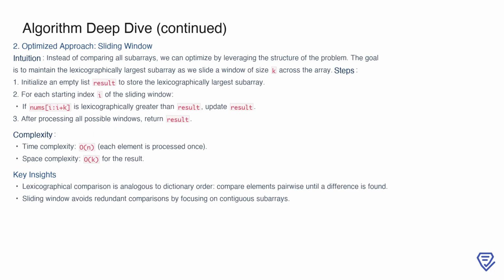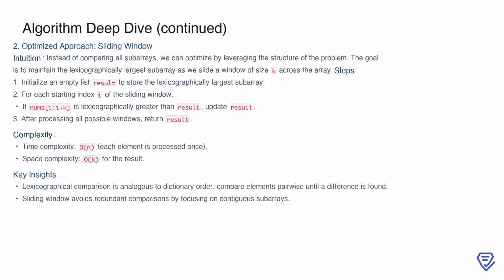To address the inefficiency of the brute force method, we can use an optimized approach called the sliding window. The key insight here is that we don't need to generate all subarrays explicitly. Instead, we can slide a window of size k across the array and keep track of the lexicographically largest subarray encountered so far. This approach eliminates redundant comparisons and focuses only on contiguous subarrays.